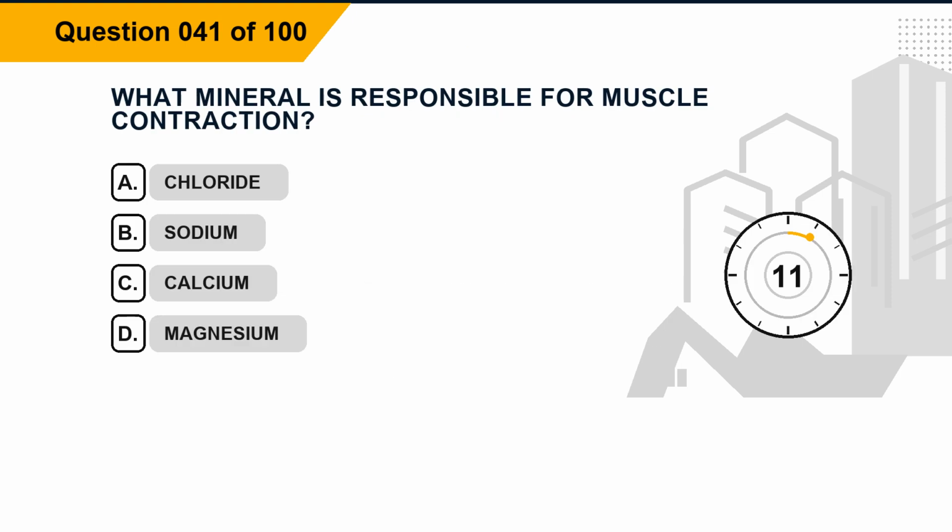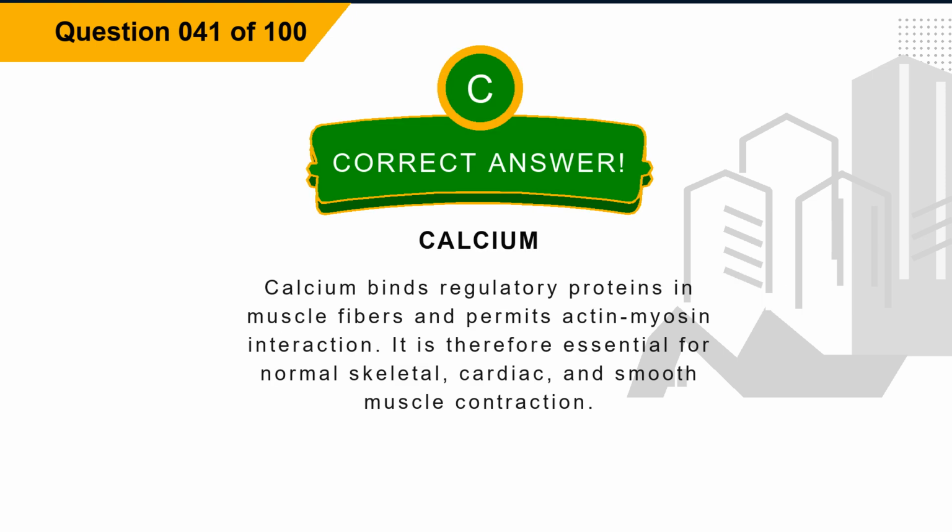Question 41. What mineral is responsible for muscle contraction? Option A, chloride. Option B, sodium. Option C, calcium. Option D, magnesium. The correct answer is option C, calcium. Explanation. Calcium binds regulatory proteins in muscle fibers and permits actin-myosin interaction. It is therefore essential for normal skeletal, cardiac, and smooth muscle contraction.